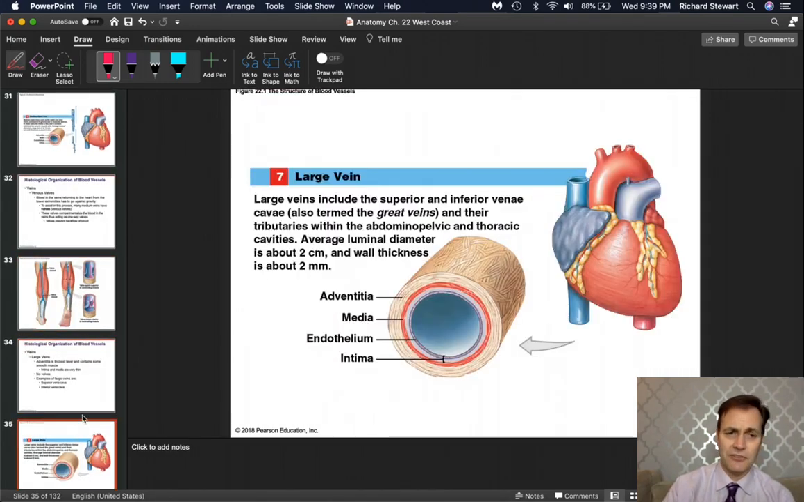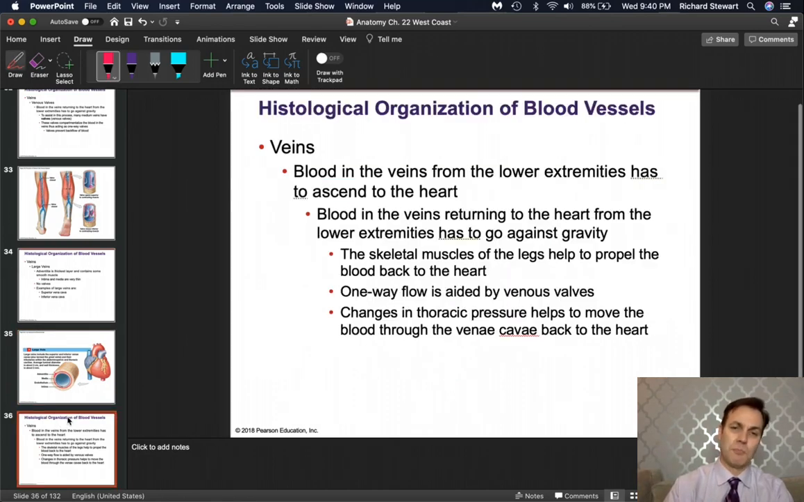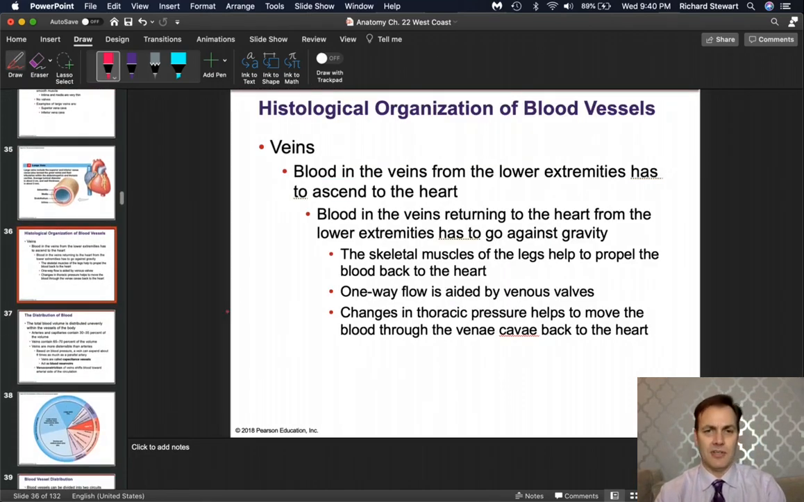Okay, the large veins, I just want you to see, once again, large adventitia, very little muscle in the veins. Okay? That's why veins can collapse. Okay, because veins in the lower extremity, they have to go against gravity.